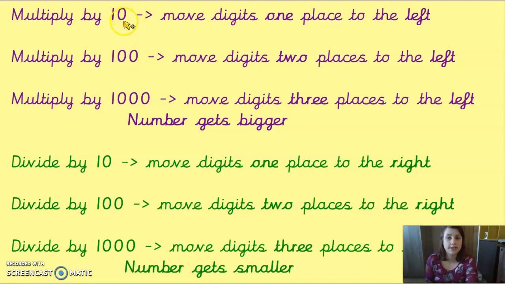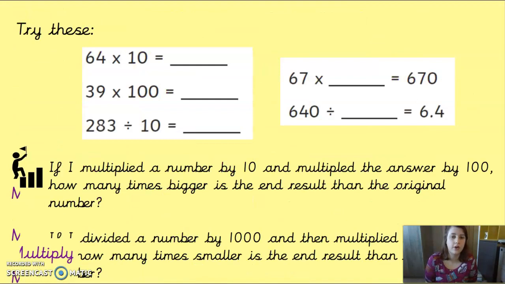Use the amount of zeros as place value holders as to how many places to the right or left you're going to move them. So when we're dividing, the number's getting smaller. So we divide by 10, we move the digits 1 place to the right. Divide by 100, they move 2 places to the right. And divide by 1,000, they move 3 places to the right because the number gets smaller. So those are the things to remember. If you are at all stuck on any of the sheets, then I'd come back to the video and pause it on this slide to remind you if you're a little bit stuck, if you forgot it.